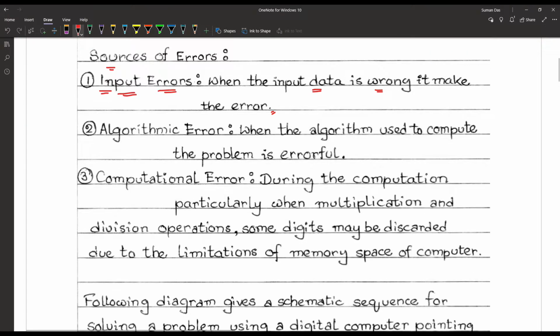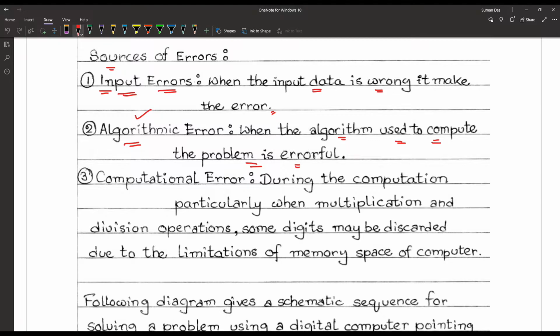The second one is known as the algorithmic error, when the algorithm used to compute the problem is errorful. That means when we are proceeding with the numerical calculation, we use some algorithm. Now, if this type of algorithm is errorful, then the calculation for the numerical analysis must be with error. So that type of error is practically known as the algorithmic error.